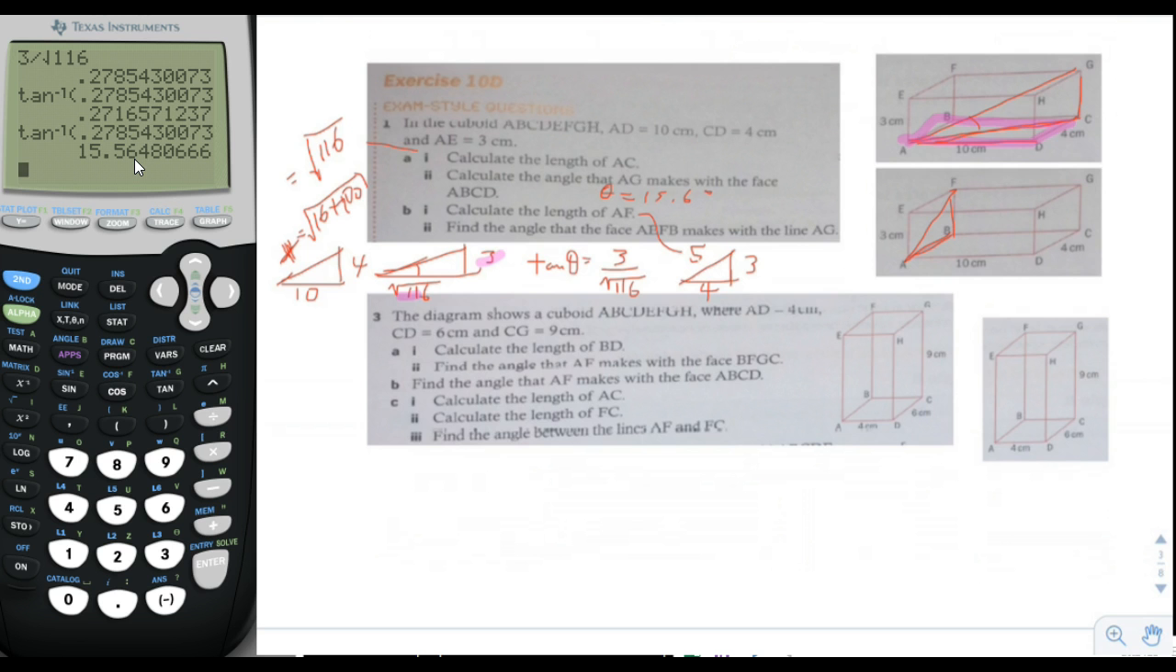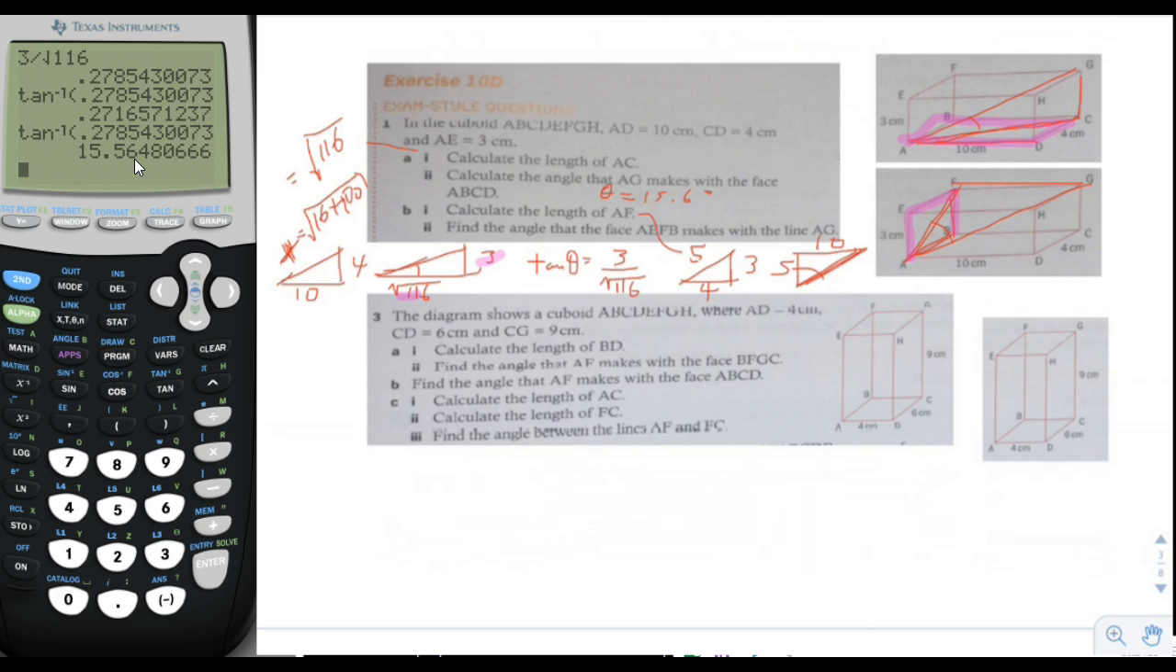Now it says find the angle that AEFB makes with the line AG. So where's the line AG? The line AG is that line, and it says the plane or face AEFB. Okay, so now we're going to find that angle right there. And so if we're going to draw that triangle, let's see. So this part here is 10. This part here we just found it's 5. And then we're finding this now.